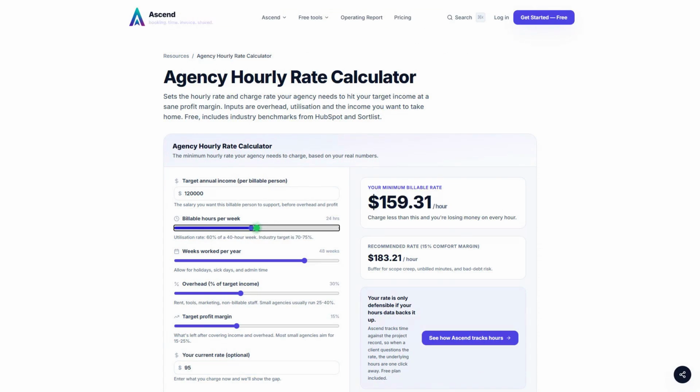One more thing worth showing. Most agency owners assume overhead is the biggest swing factor. It isn't. Watch. Drop billable hours from 28 to 24 a week, and the required rate jumps about 16%. Now, raise overhead from 30 to 35, the rate only moves about 8. A 4-hour swing in real billable hours moves the answer more than a 10-point swing in overhead. Utilization is the lever, not overhead.